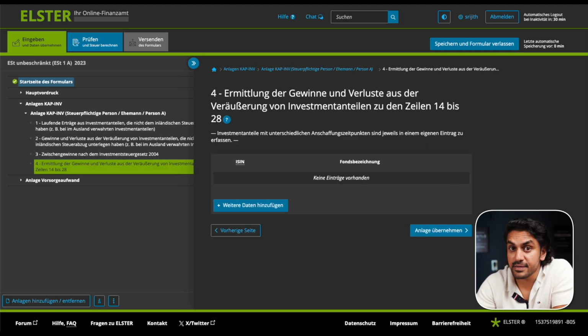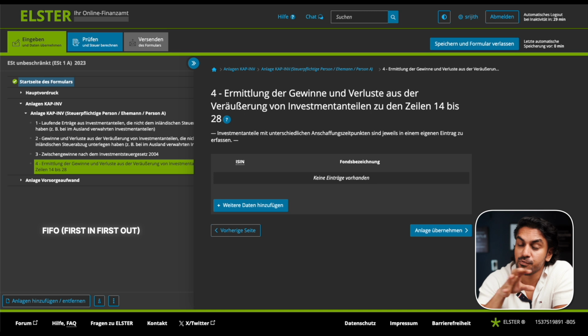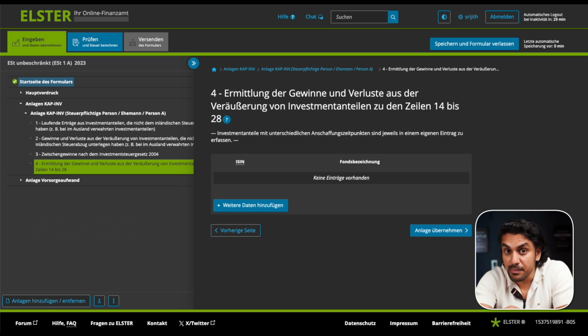Here you have to enter separately the sale details for every investment fund that was not subject to domestic withholding tax. If you have investments with different purchase dates, make a separate entry for each acquisition date. And here you can use the FIFO principle, or first in, first out, to figure out which funds were sold first. But keep in mind that it is also considered a sale even if the funds were changed from one to another, such as from liquid to equity.